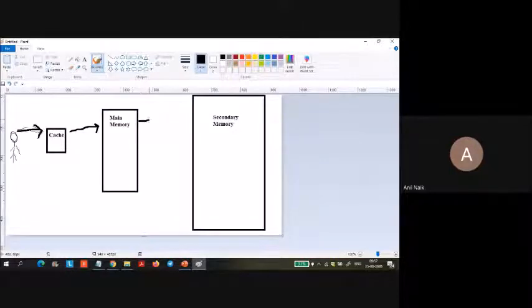And if the data is present in the main memory, it will be stored in the cache and the user will get the data. Even if it is not present in main memory, it will go to the secondary memory. From secondary memory to primary memory, and primary to cache, and the user will get the data.